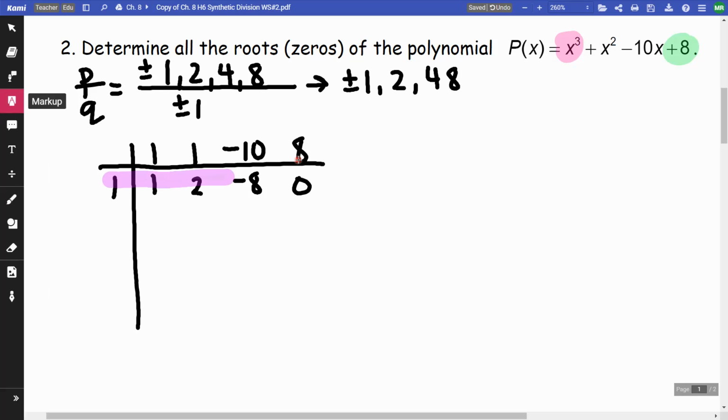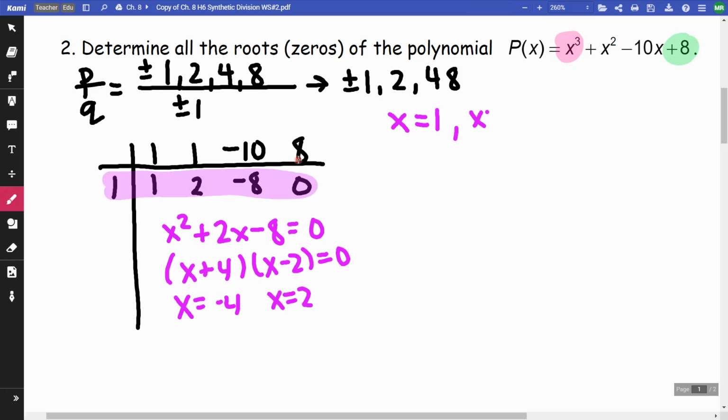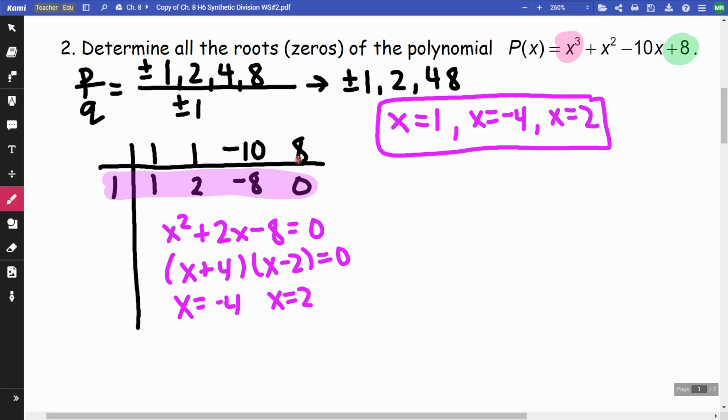So this right here is giving me a solution. I have x equals 1. That's going to be a solution. I'm going to take this depressed polynomial, which is now x squared plus 2x minus 8, set it equal to 0 and solve. So I'm going to get x plus 4, x minus 2 equals 0. So x equals -4 and x equals +2. And those are my 3 solutions for my degree 3 polynomial.